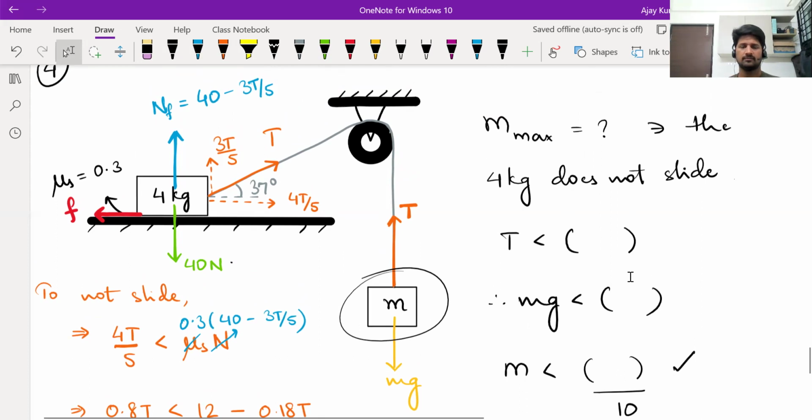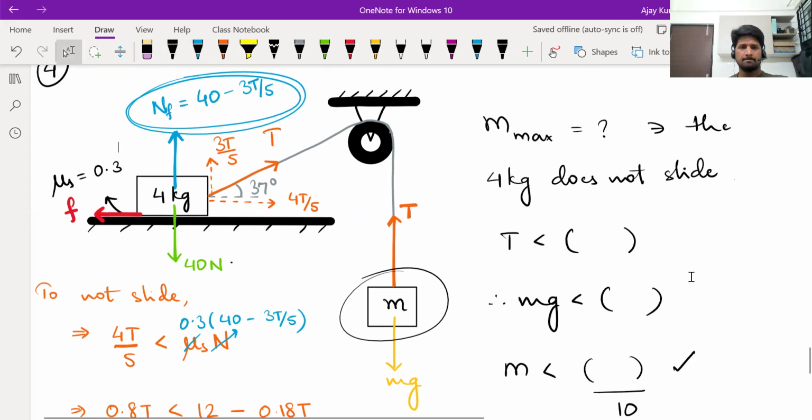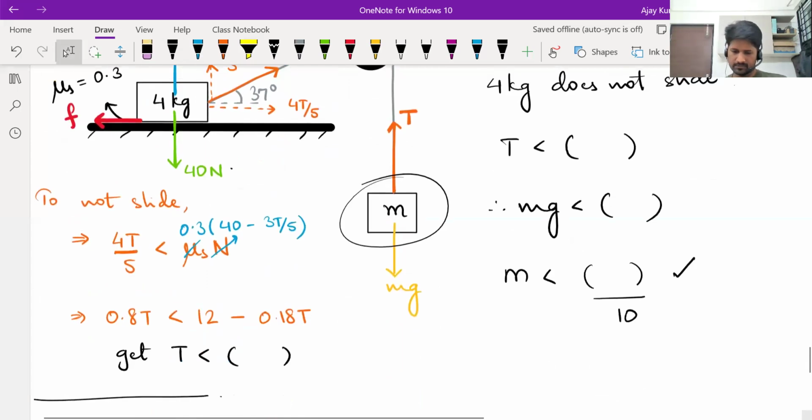Any doubts? And one very important thing you need to keep in mind is normal is not 40 here, it is 40 minus 3T by 5. Okay. Just a moment. If you want, you can complete this. I'll just take 1 minute.